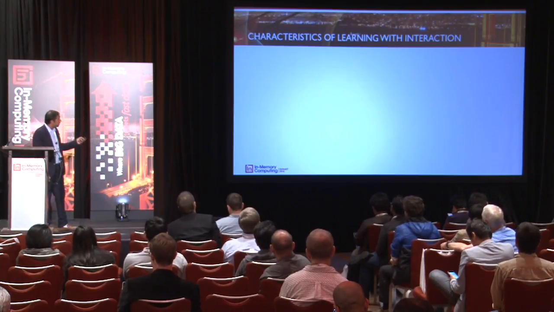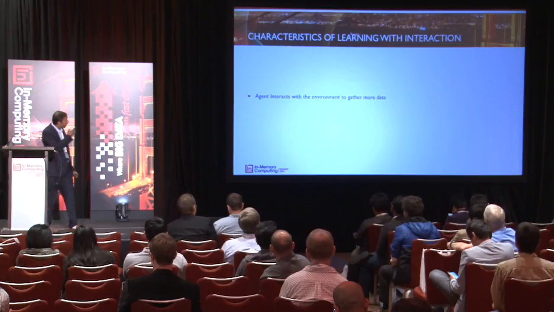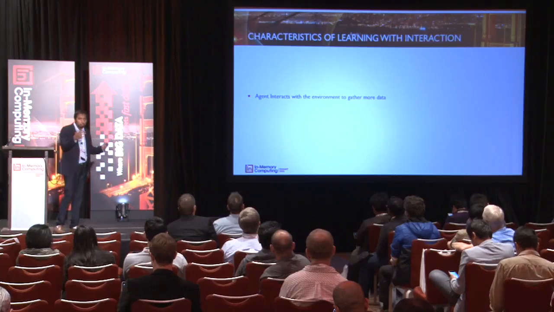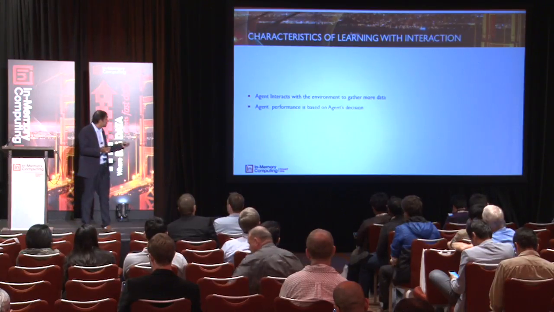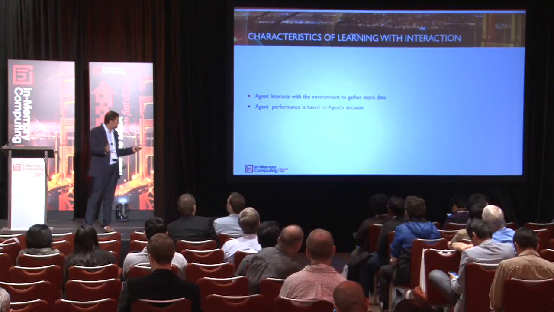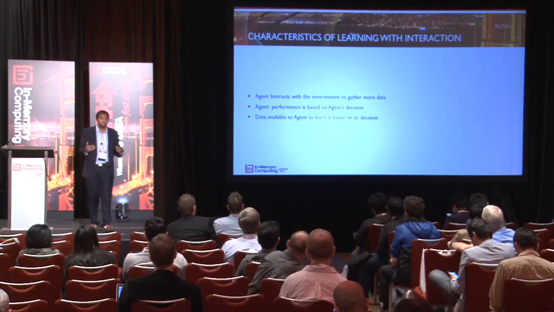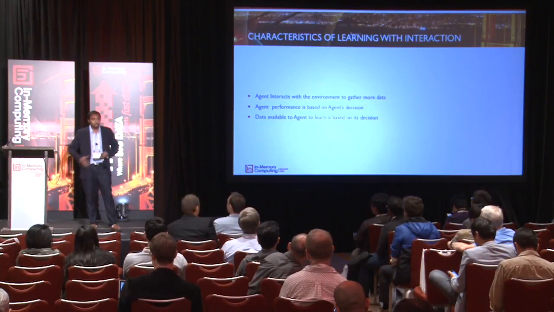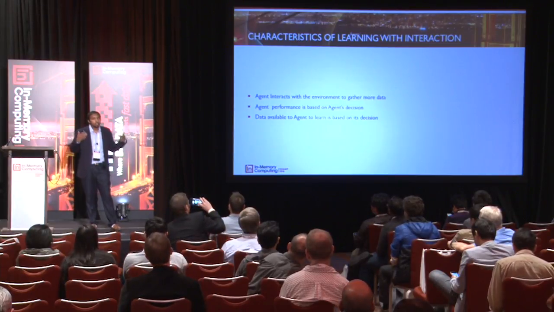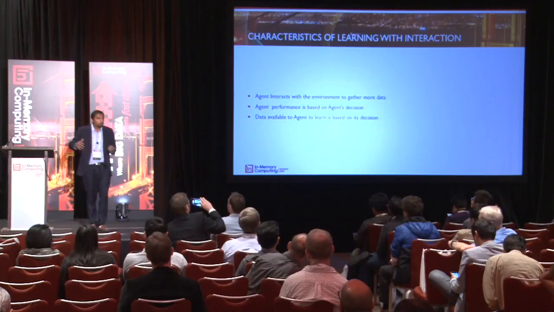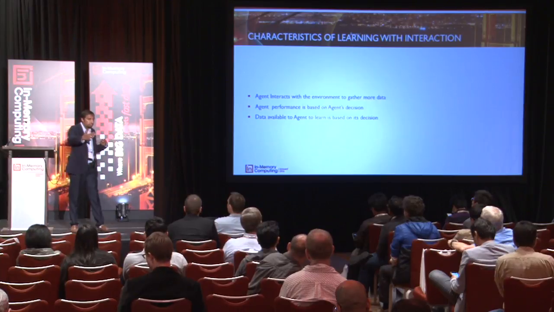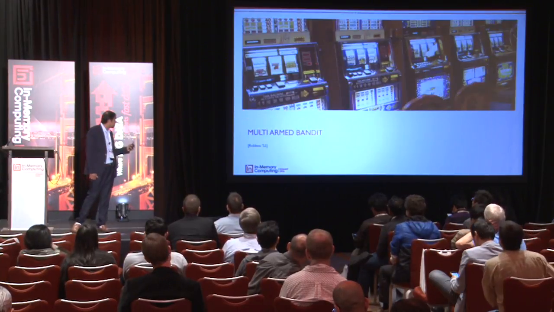So the characteristics of learning from interaction that you need to understand: the agent is interacting with the external environment to gather more data, and the agent's performance is based on its own decisions. And the data available to the agent is based on the previous decisions. So if there is an ad which I haven't shown at all, I don't have enough data to make any decision from. So you need to gather more information for all these different options that you're going to show, and by doing that you collect information and then you make better decisions. So these are the types of algorithms that we'll be looking at.